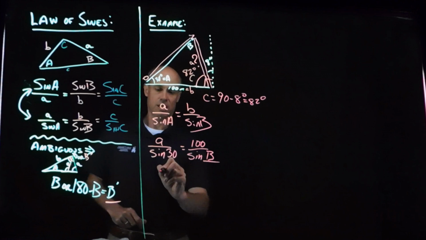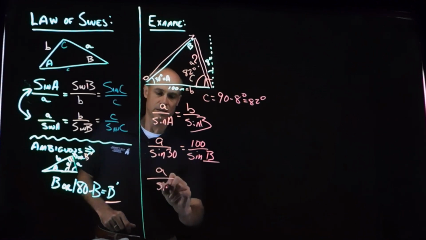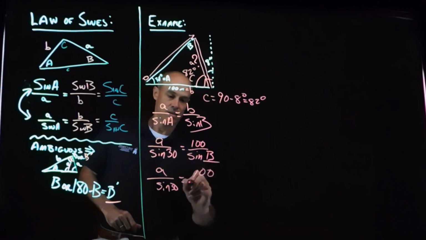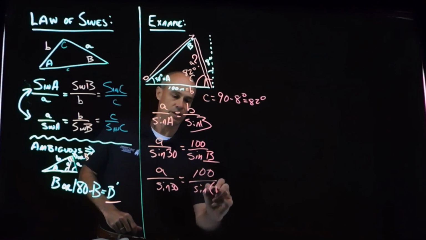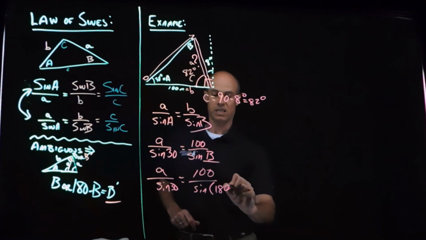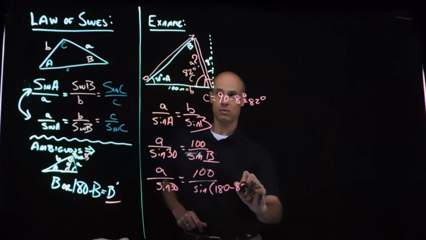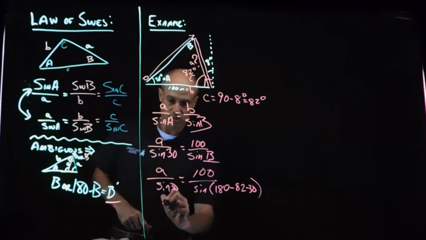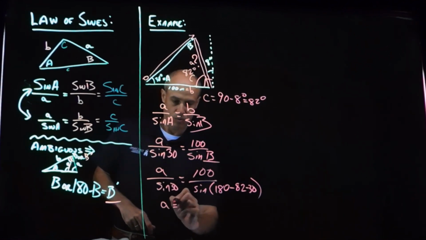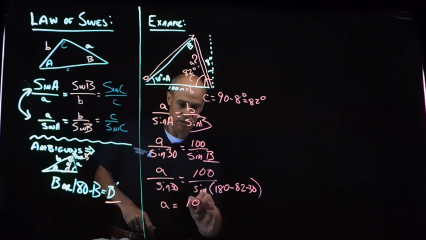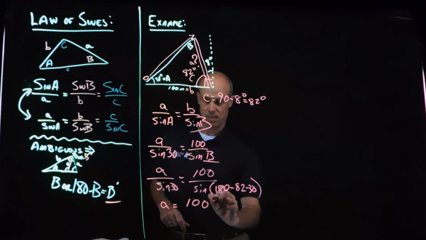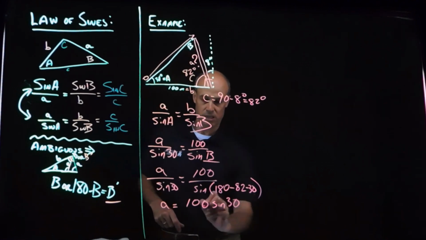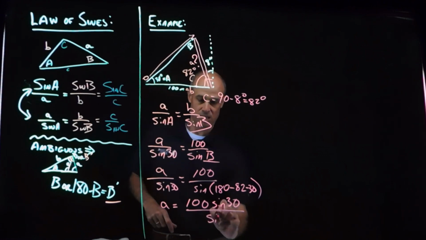And then we know that now that angle B is going to be equal to 180 minus 82 minus 30, because we know that this whole triangle has 180 degrees in it. So now we're going to work with our algebra here and see that we get 100 times sine 30 over sine, and this math turns out to be 68 degrees.